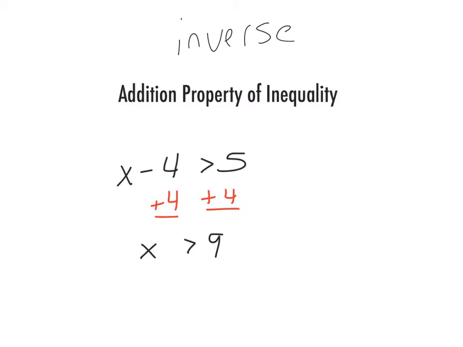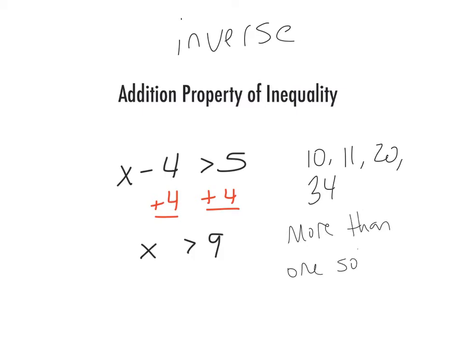So what would be an example of an answer there? Well, think about it. What this says is our answer is a number that's greater than 9. So what would be a number that's greater than 9? 10. But isn't 11 also greater than 9? What about 20? What about 34? Yeah, those are all numbers that are greater than 9. And so we have more than one solution. We have more than one answer here.